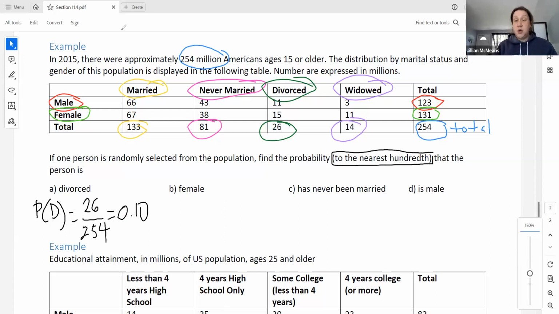The difference here is we're not writing it as a fraction. The directions told us to write it as a decimal, but you're just pulling information from a table. This is actual information from back in 2015.